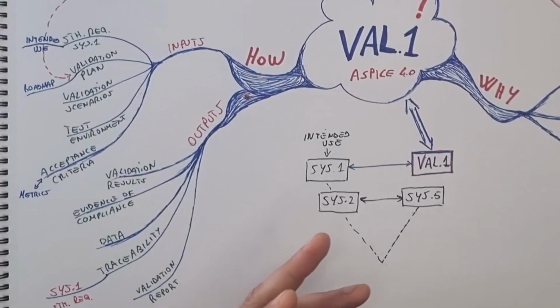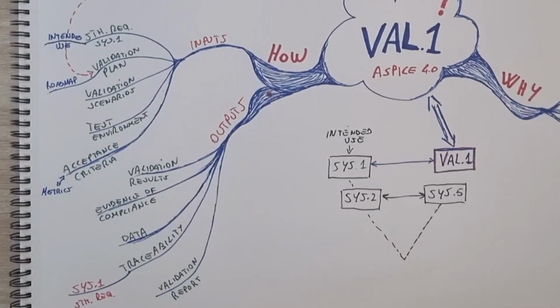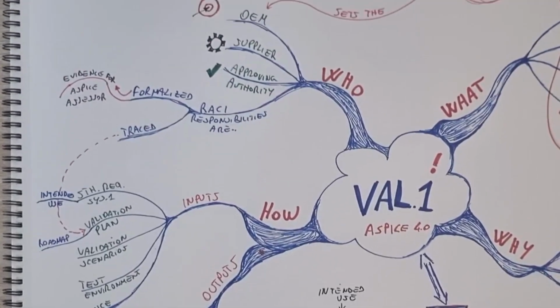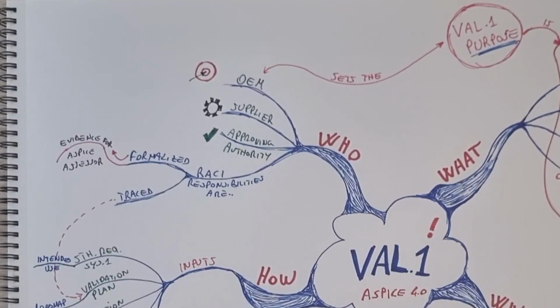We have checked inputs and outputs of the process. Validation starts with clear inputs like stakeholder requirements, validation plan, and operational scenarios, and produces solid outputs like validation results, reports, and traceability evidence. Finally, we have checked the responsibilities. Validation is a shared effort. OEMs define the goals, suppliers perform the activities, and customers and authorities review the results. Clear documentation and agreed roles are essential for transparency and compliance.